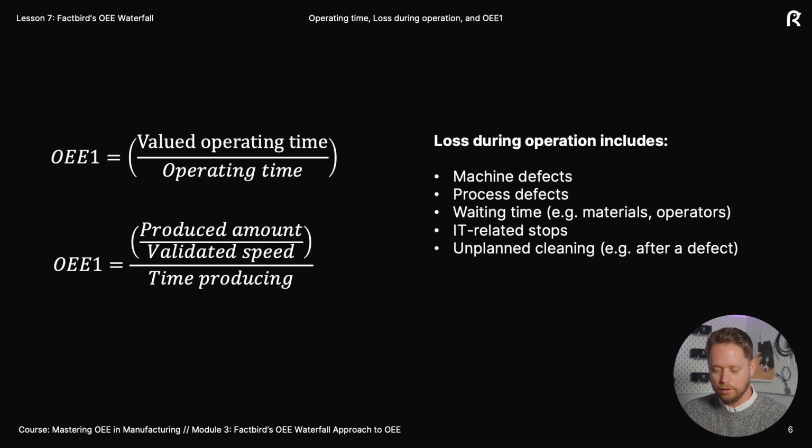When you know OEE1, you understand the amount of time your production line has actually had available to produce units and the amount of time it has actually spent doing that. OEE1 takes into account any unplanned downtime, and everything else is not taken into account. As you can see here, potential OEE1 stop causes are something like machine defects, process defects, waiting time, IT-related stops, or even unplanned cleaning.